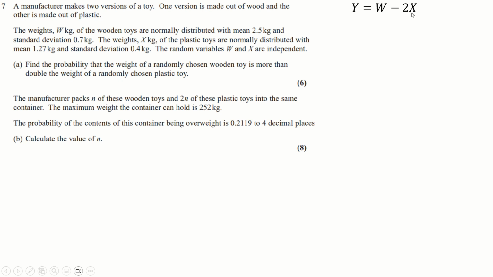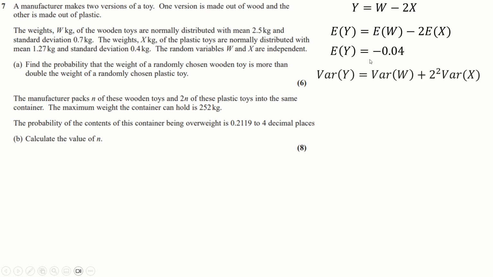So if we set up this distribution here, what we're looking for is the probability that y is greater than 0. Because if a wooden toy is greater than 2 times the plastic, this will be a positive number. So eventually I'm just going to look for the probability that y is greater than 0. However, first I need to find some things about y, because this is a new distribution. I need to find a new mean and a new variance. The mean is fairly straightforward because it's just the expected value of this, mean and expected value being the same thing here, of course, minus 2 lots of the expected value of this. We already have that, right? 2.5 minus 2 lots of this, which makes this.